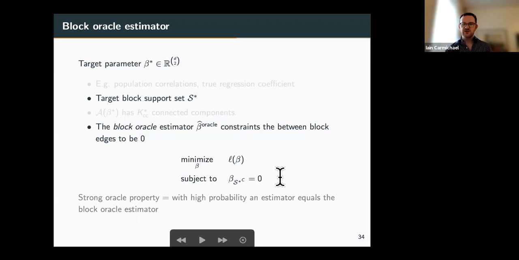So in other words, the block oracle estimator knows the true support set, or at least in this case, the true block support set. And so of course the target parameter is a quantity. An algorithm is probably not going to ever output exactly the target parameter, but an algorithm can output the block oracle estimator. And so the strong oracle property means that if we have some estimator, that estimator outputs exactly the block oracle estimator with high probability. So that's the strong oracle property.